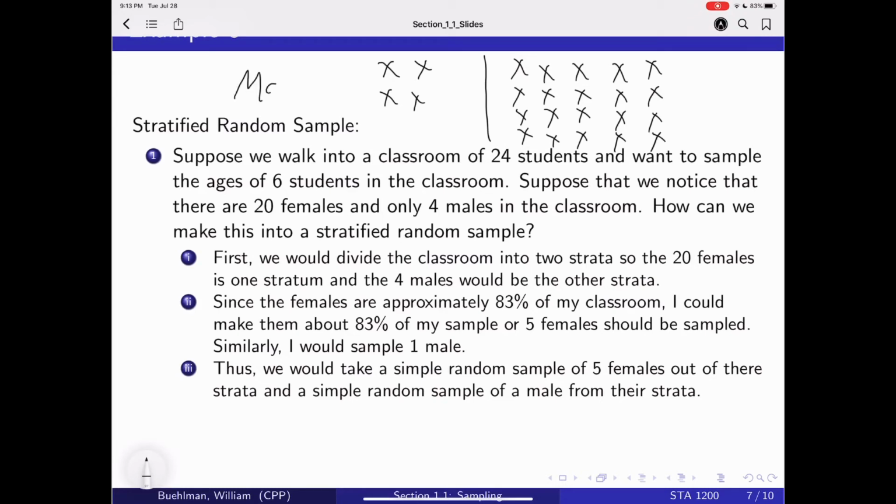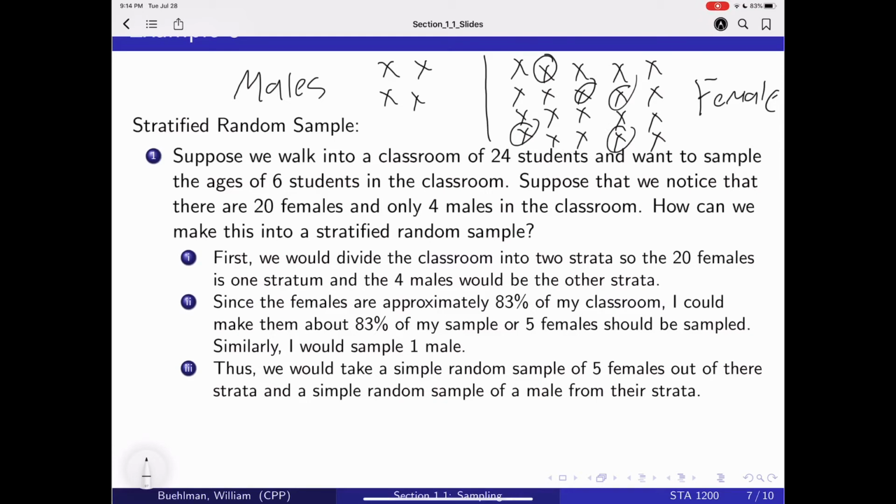So again, these are our males, and these are our females. So now we've split them into 2 different strata. So since the females are approximately 83% of my classroom, I want to make sure about 83% of my sample is female. I want to keep that same ratio from my population. So what I would do here is I'd pick 5 females at random. So maybe this female gets picked, this female, this female, this female, and that female. So now I've chosen 5 females at random.